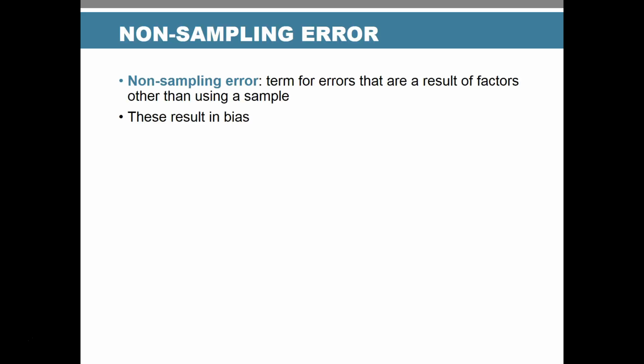So let's talk about non-sampling error. Non-sampling errors are errors that are results of factors other than that we're using a sample. So these result in bias. These also imply that we did something wrong in our design and execution, unlike sampling error, which is just because we're using a sample and not the actual population.